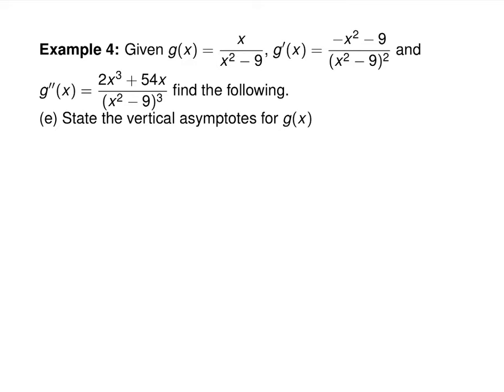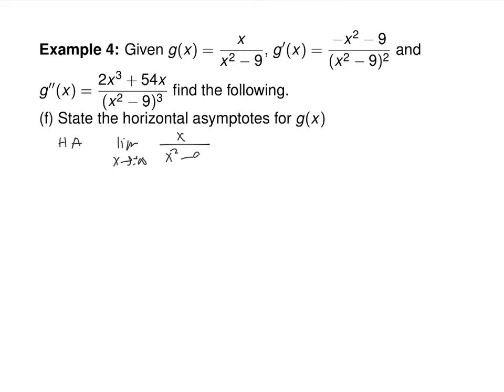All right, state the vertical asymptotes. Are vertical asymptotes x equals or y equals? And what are they? X equals positive and negative 3. Yep. How about the horizontal asymptotes? This will be the limit as x goes to infinity or negative infinity of this function. What is that? It's very easy. Because the numerator's degree is lower than the denominator's degree, this is going to be 0. So y equals 0.